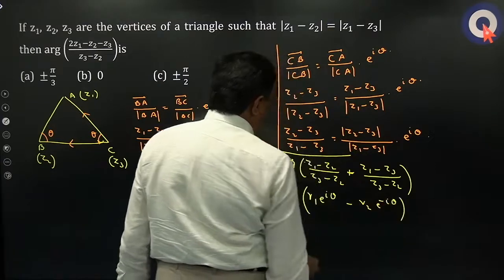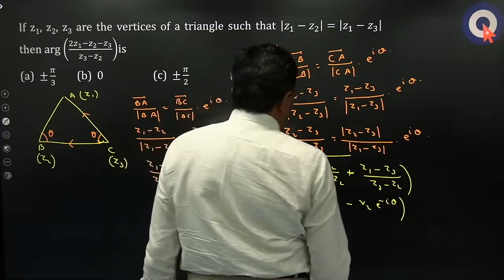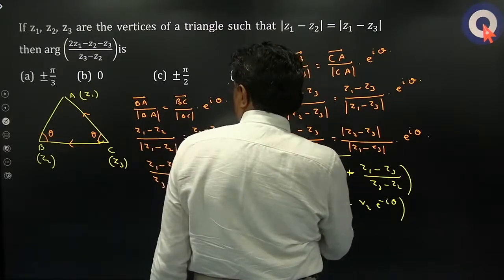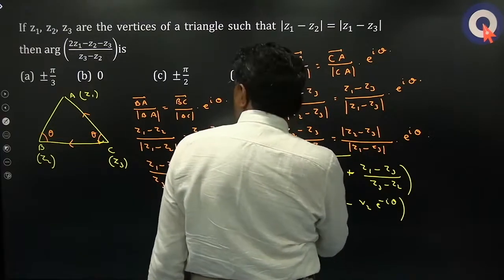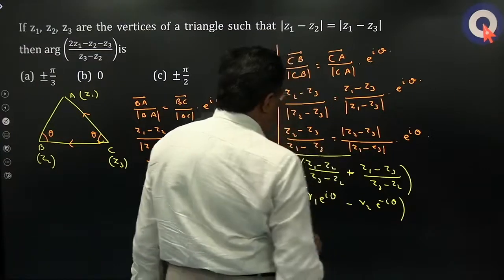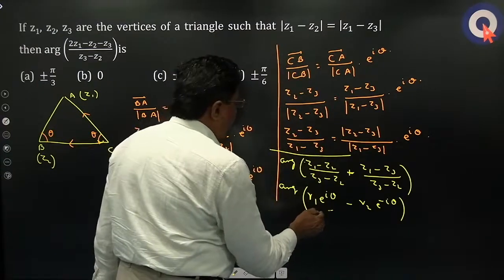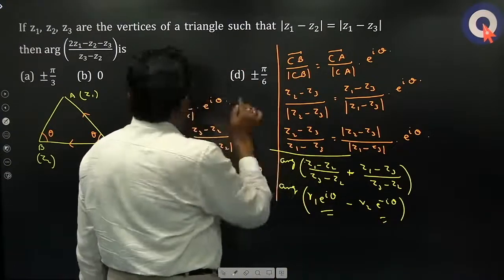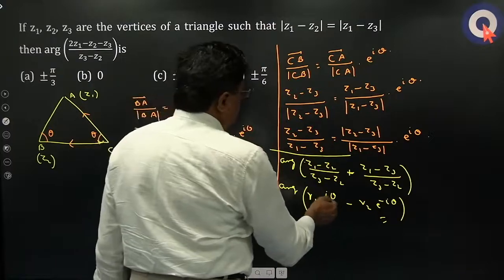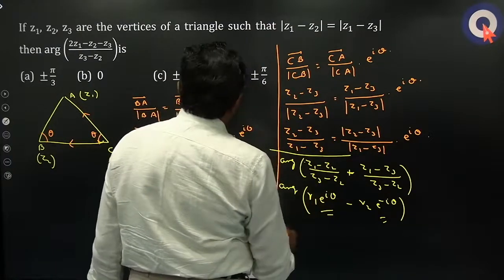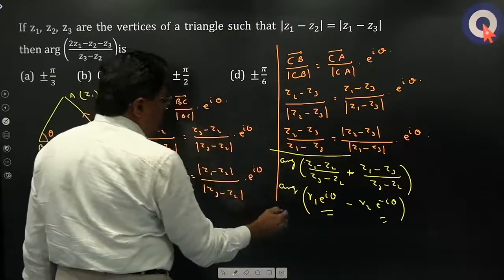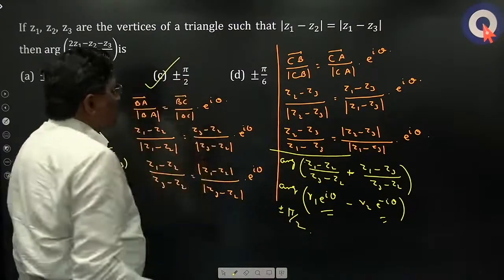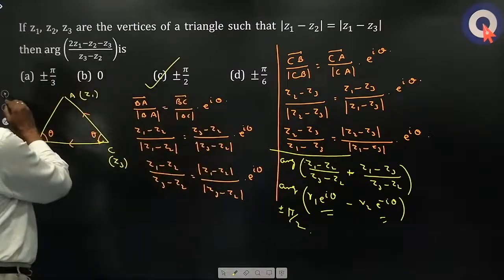So that means what? You see Z1 minus Z2, Z1 minus Z3. All right. So the argument of these two complex numbers, the angle between them is what? So they are conjugate to each other, right? So therefore, plus or minus pi by 2 is the difference, is it not? So C is correct. All right.